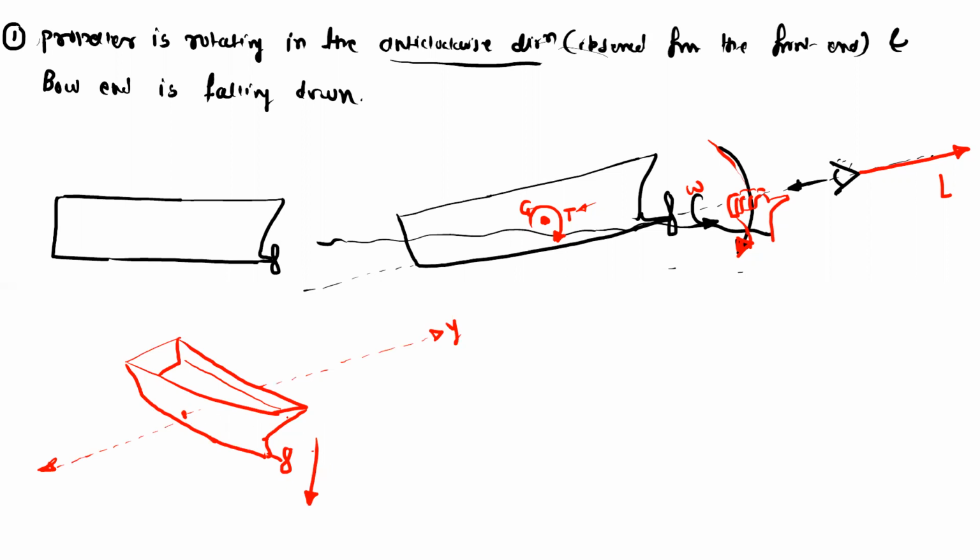So as the front end is moving in the downward direction, that is, it is falling down, the complete ship is rotating in this direction about the y-axis. Okay, so this is the direction of the torque. If this is the direction of torque, the angular momentum vector we can decide by using the thumb rule. So we have to curl the fingers like this, and the thumb will point in this direction.